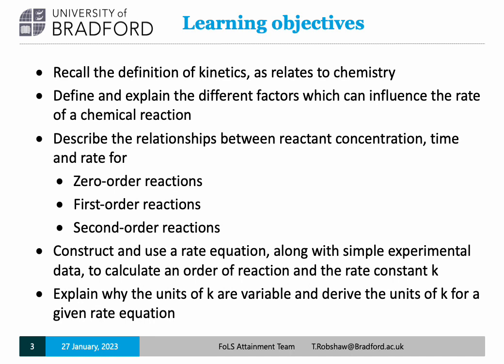So here's what we're going to try and cover. We'll start with defining the term kinetics as it relates to the chemical sciences, then go on to explore the numerous different factors which can speed up or slow down a chemical reaction. We'll look at three different classes of reaction, those being zero, first and second order reactions, and the characteristics of experimental data we might see for all of them.